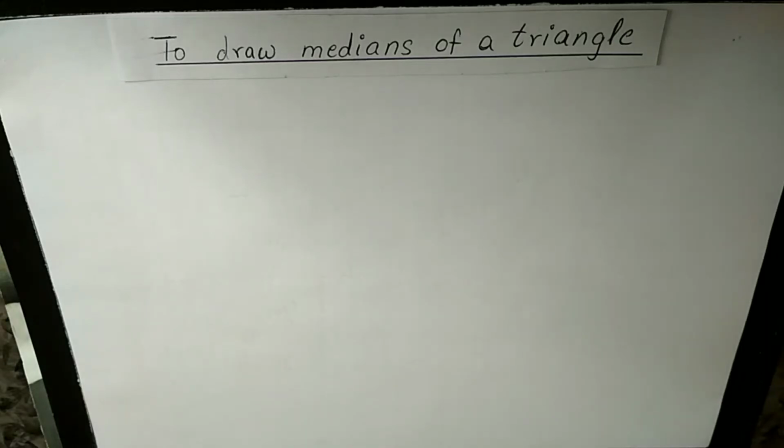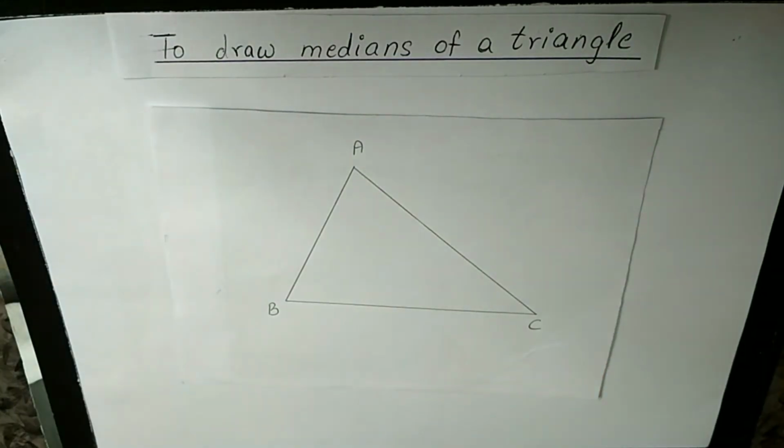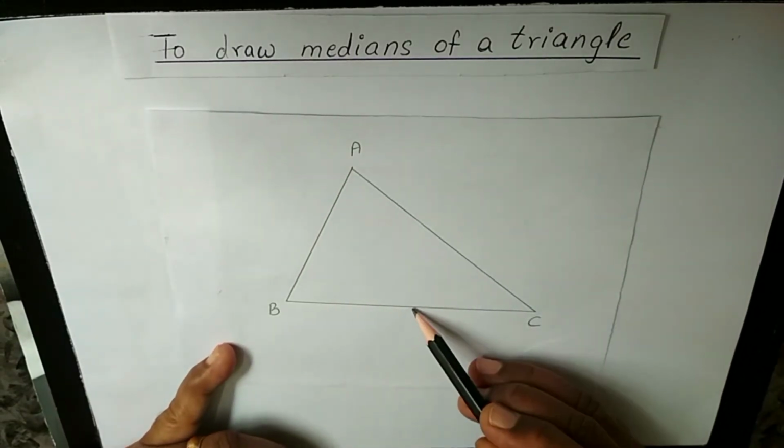Let us see how to draw median of a triangle. Okay, this is a triangle. Now let us recall what is a median. The segment joining the vertex and the midpoint of the opposite side is called median of the triangle. That means we have to draw a segment from the vertex A which passes through the midpoint of BC.